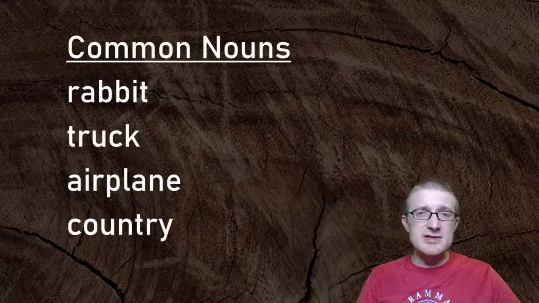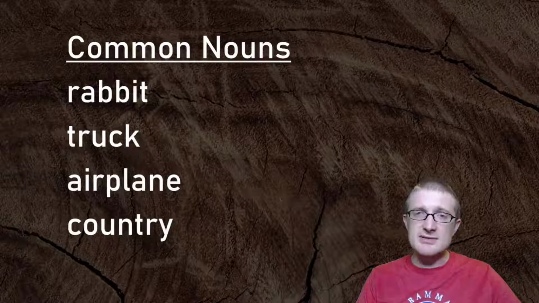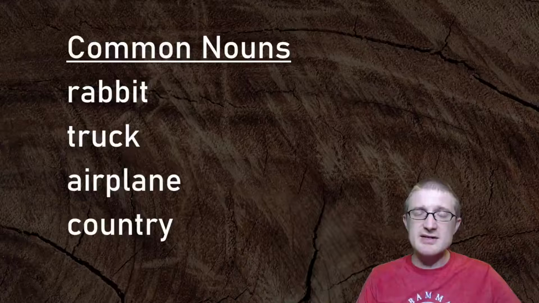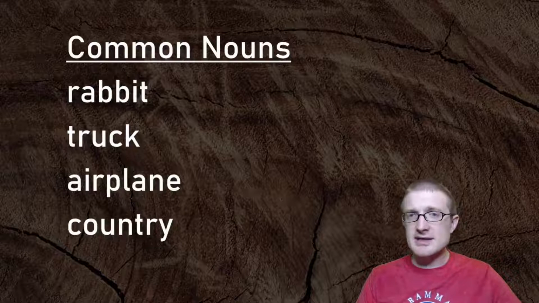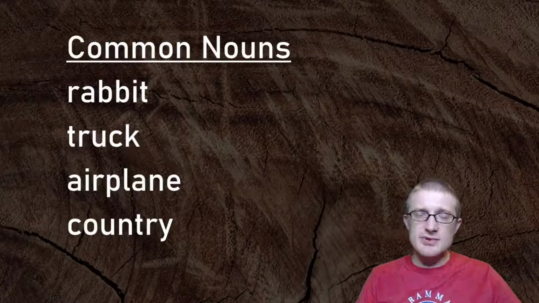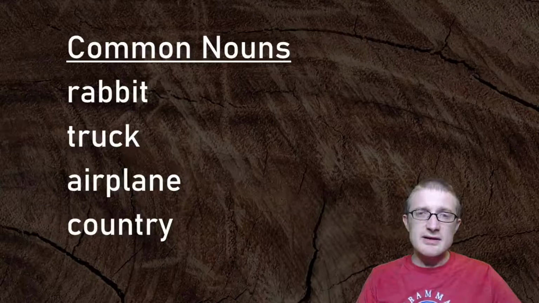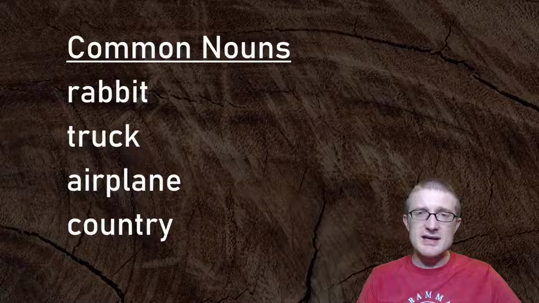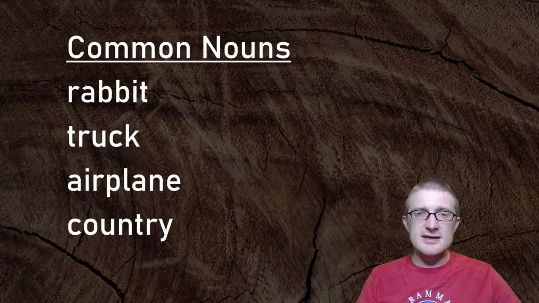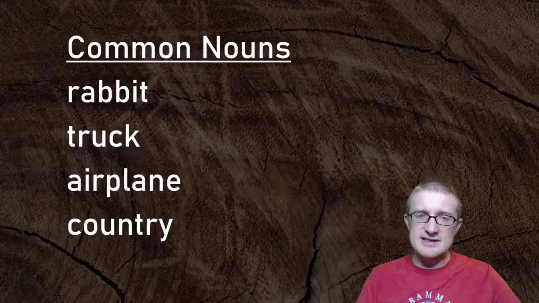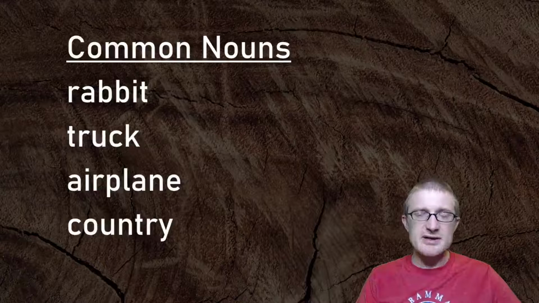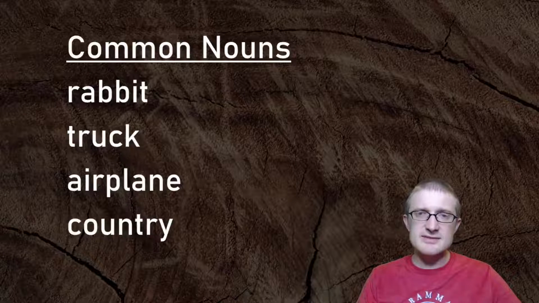Common nouns, these are all of the other nouns, all the normal words that we have. Rabbit, truck, airplane, country. We do not put a capital letter, a big letter, on these unless they are at the beginning of a sentence. If they are at the beginning of a sentence, we put a capital letter at the beginning of these words.